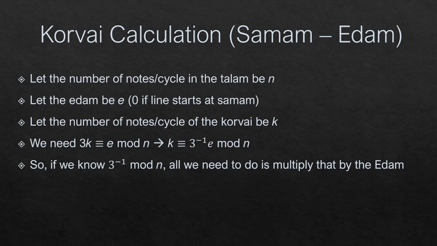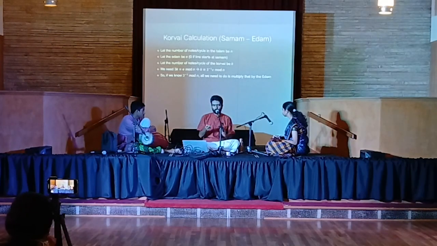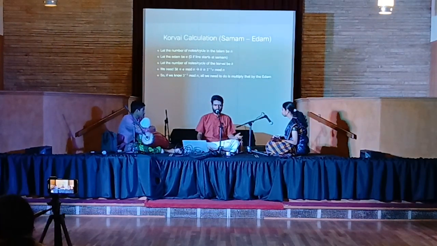Well, that's easy to solve, right? You just divide by 3. Well, you can't really divide, as I mentioned in the previous slide. You have to multiply by the inverse of 3. So as long as we know what the inverse of 3 is, we can solve for k: k is the inverse of 3 mod n times e. So the only thing we need to know for this common set of doms is what the inverse of 3 is in that modular base.